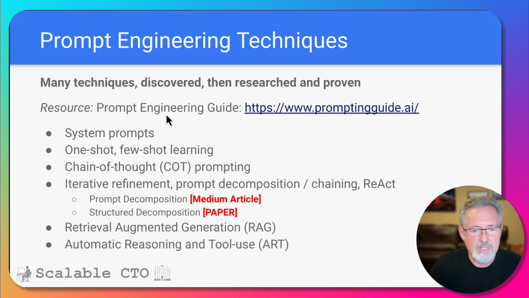So chain of thought prompting, and there's tree of thought. There's a whole bunch of variations of this, but it's super useful. There's iterative refinement and prompt decomposition or prompt chaining, and there's a technique called ReAct, which is reasoning action pairs. But they're all sort of variations of this idea that we're going to break the problem down and we're going to let the LLM solve it one step at a time.